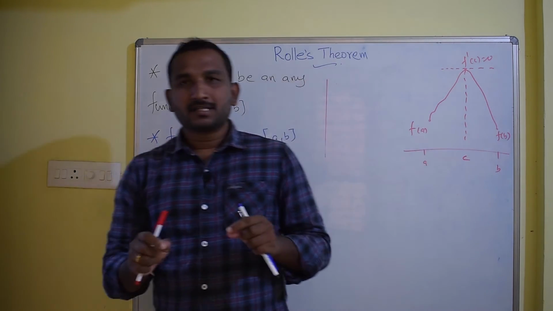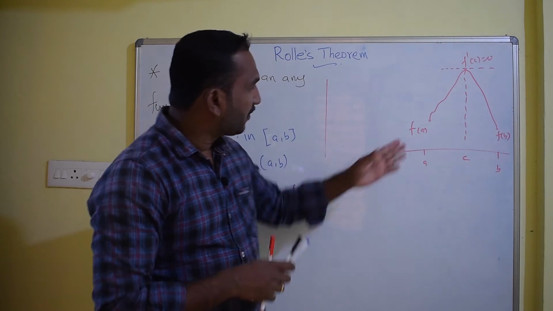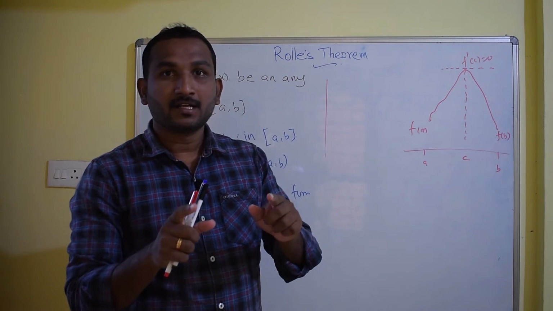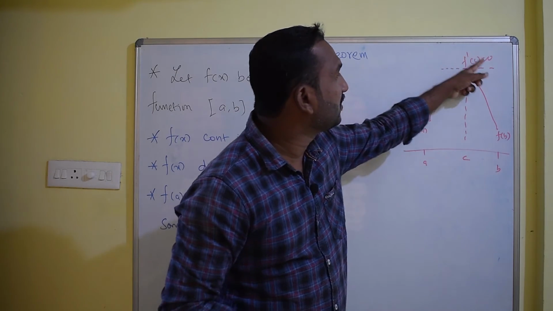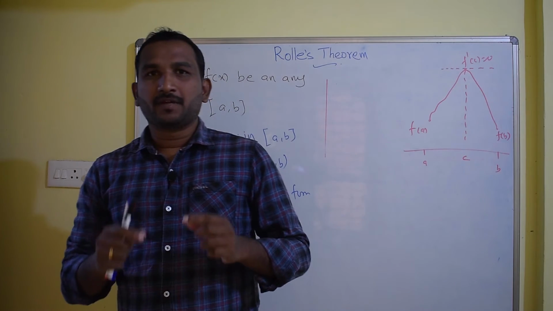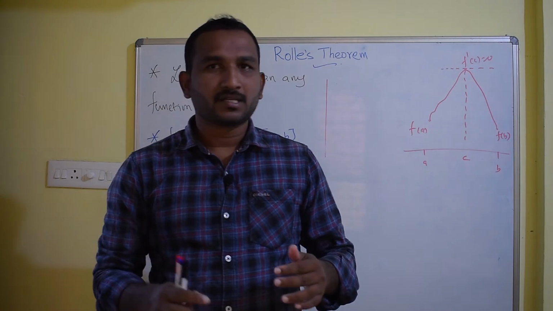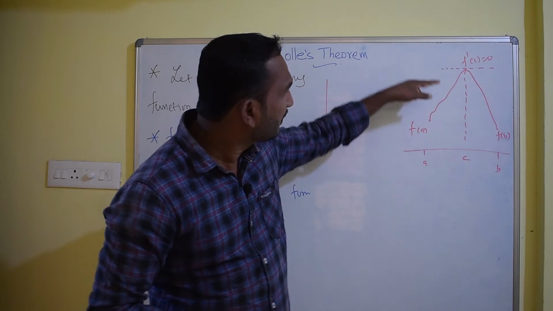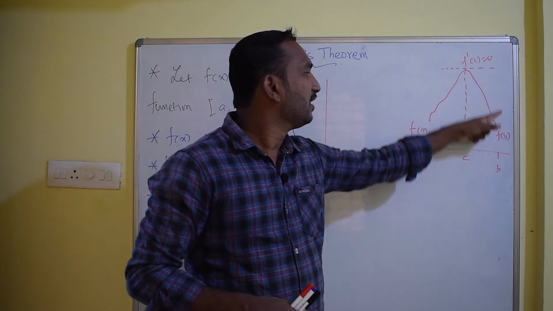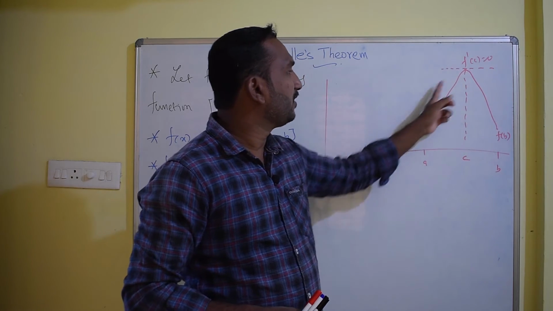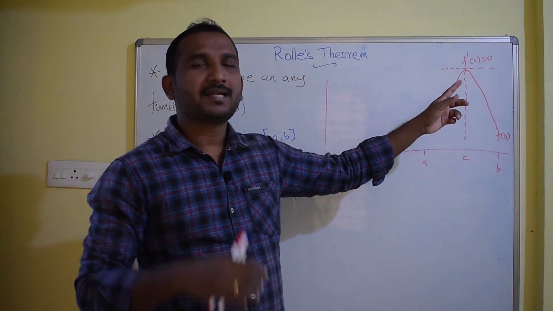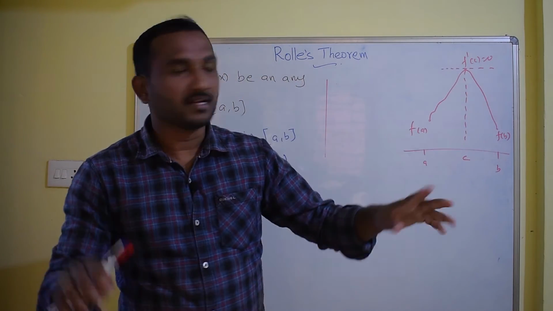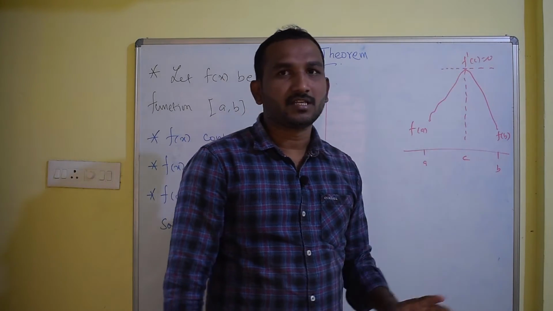A function starts at f of a and ends at f of b, then at that point f dash of c is equal to 0. This is a better way to find the critical points. At some points the tangent line is horizontal, like this. This is a tangent line. If you find any point in between f of a and f of b, at least one point, the tangent line should be horizontal, that is f dash of c is equal to 0.